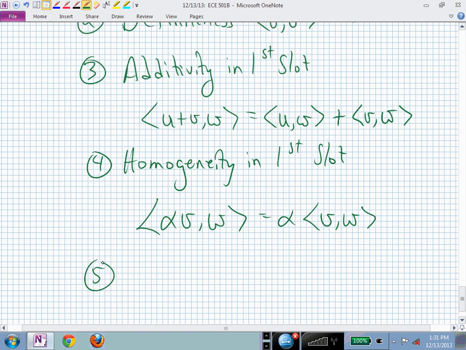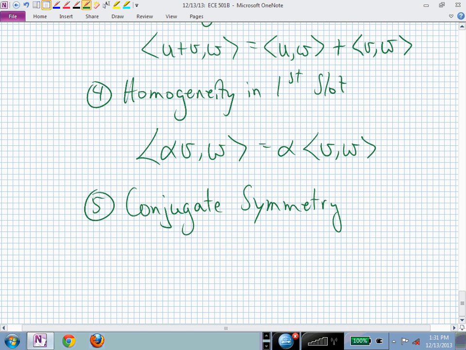And finally, if we're dealing with complex vector spaces, then we have conjugate symmetry of the inner product, which says that U inner product with V is, whoops, it's really going to be special if we do that, isn't it? It's the complex conjugate of the reversal of the two vectors in the slots.